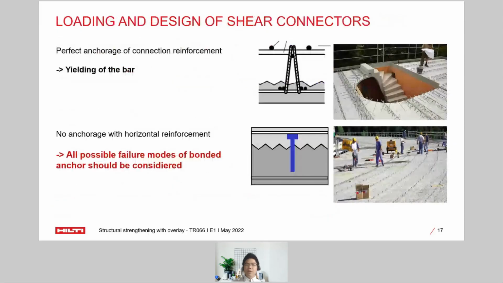The reason we can't do that is simply because, in the first application, these semi-precast type connections, the transfer reinforcement that is installed before any concrete is cast will be perfectly anchored with the horizontal reinforcement. Thus, when the reinforcement is put under tension, the only possible mode of failure is yielding. But a post-installed shear connector can't be anchored into the horizontal reinforcement of the existing concrete layer. Therefore, it is not a given that under tensile load they will reach the yield strength.